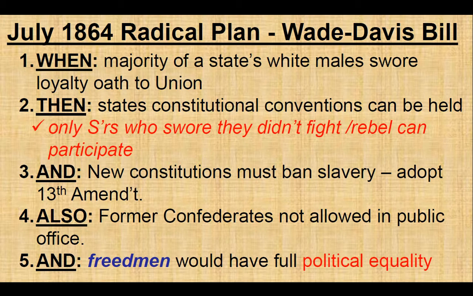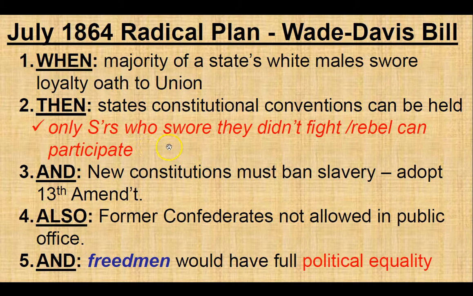It's called the Wade-Davis Bill. And they said that when a majority, they couldn't understand how 10% would be enough. There has to be more than half of the people who rebelled in that war. When a majority of the state's white males swore a loyalty oath to the Union, then they could come back to the Union. Then states would be able to set up constitutional conventions, and only Southerners who swore they didn't fight or rebel can participate.